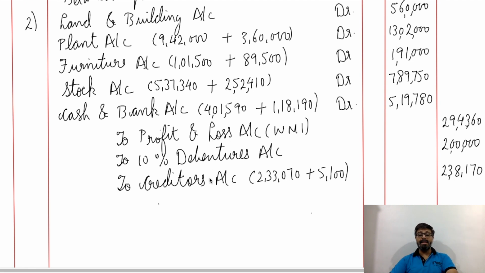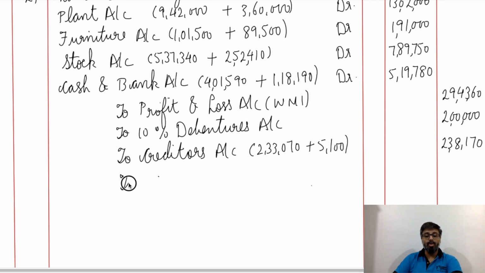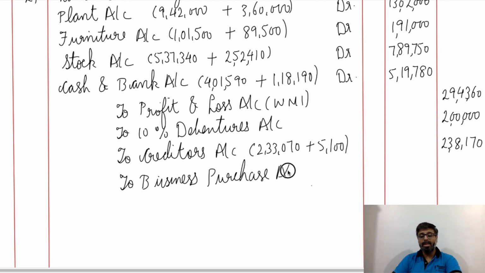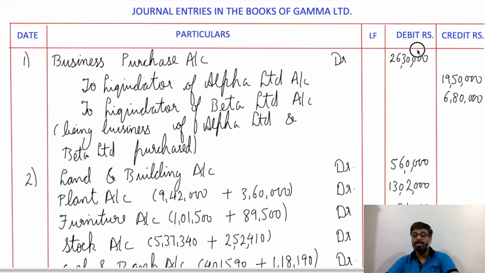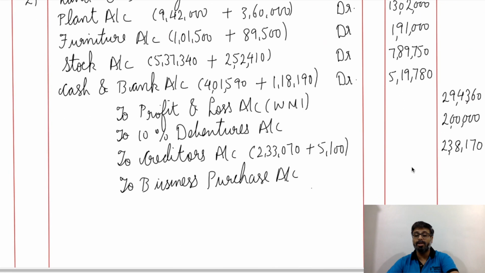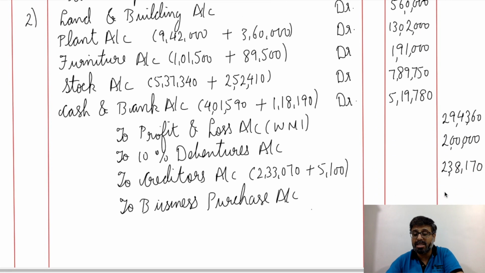Okay. Assets account debit at book value including fictitious assets, but we don't have fictitious assets. To liabilities account at book value including reserves. Here reserves net balance of P&L is 294,360 as done in the workings. And then to business purchase account. Okay. Assets account debit to liabilities account to business purchase account with the amount of purchase consideration 26,30,000. So to business purchase account 26,30,000.